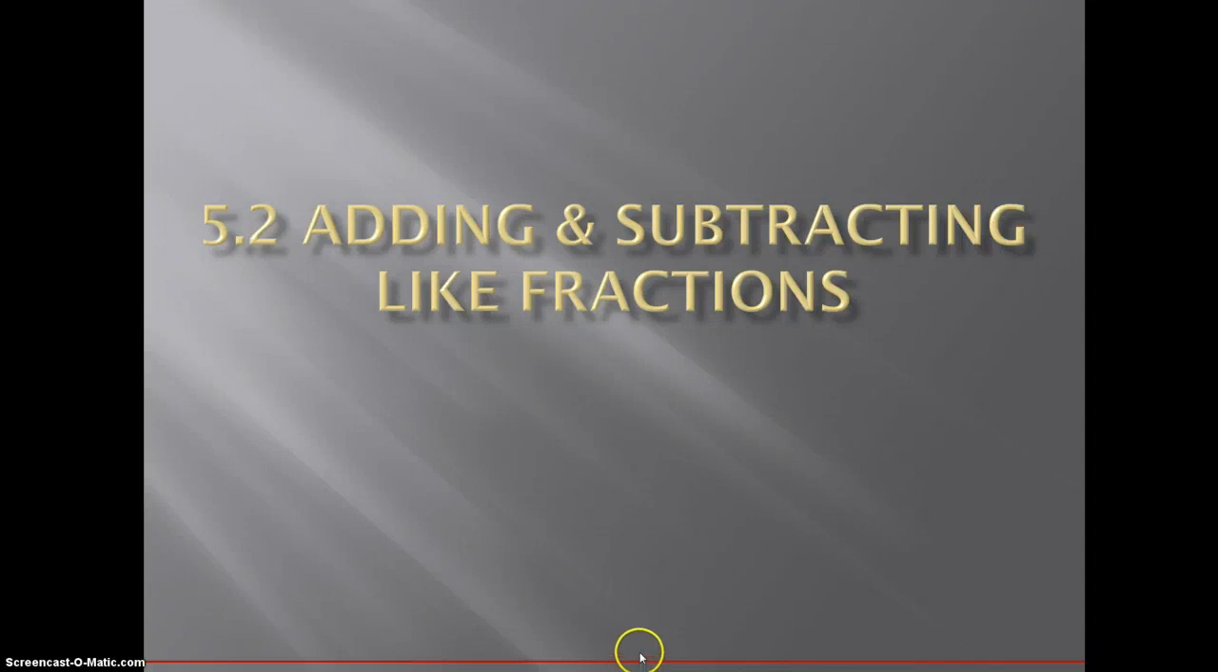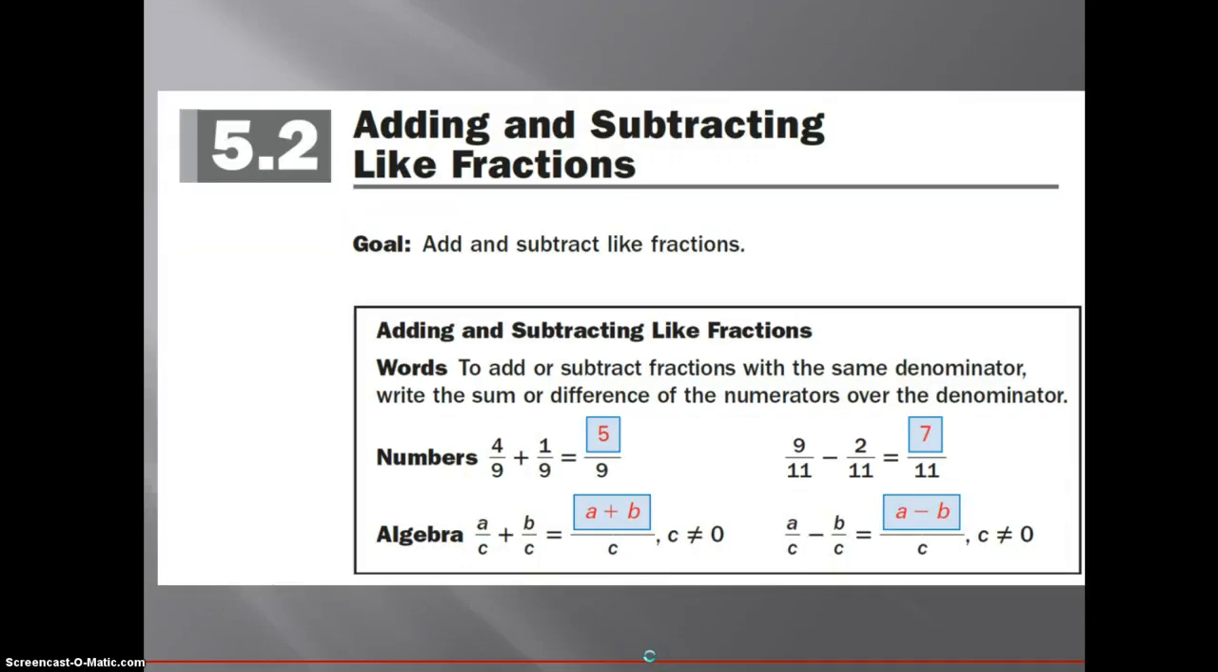Lesson 5.2, Adding and Subtracting Like Fractions. To add or subtract fractions with the same denominator, write the sum or difference of the numerators over the denominator. So basically all you're doing is adding the numerators and keeping the same denominator, or subtracting the numerators and keeping the same denominator. And that works for any number as long as the denominator is not 0.